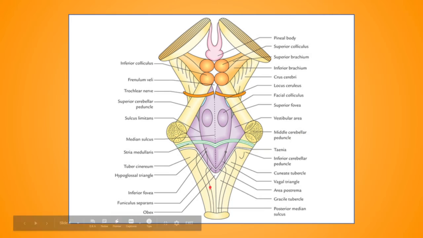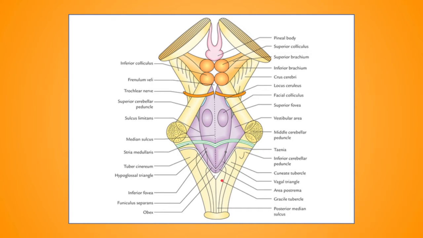The posterior median sulcus continues below with the corresponding sulcus of the cord and is present only in the lower half of the medulla, not in the upper half. Above, it diverges to form the boundaries of the triangular area, the lower part of the fourth ventricle, of the cerebellum. Each half of the medulla is marked by two sulci. In the middle there is the posterior median sulcus, while in each half there are two further sulci: the anterolateral sulcus and the posterolateral sulcus, which are the upward continuations of the corresponding sulci of the cord.